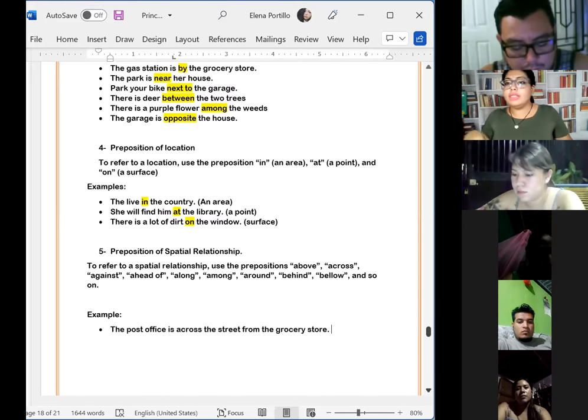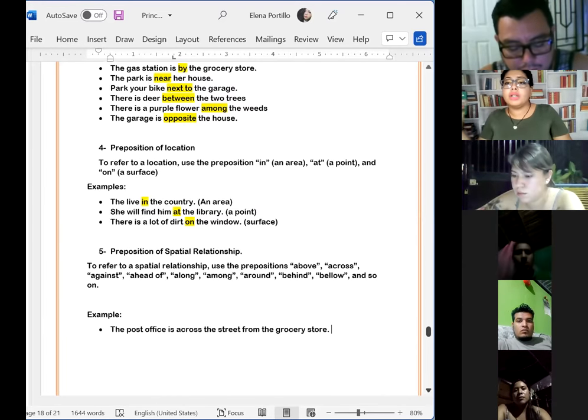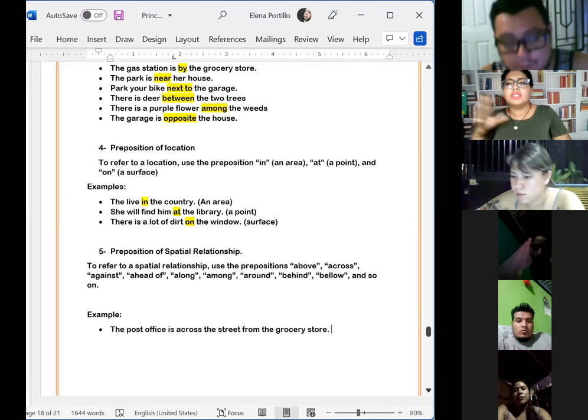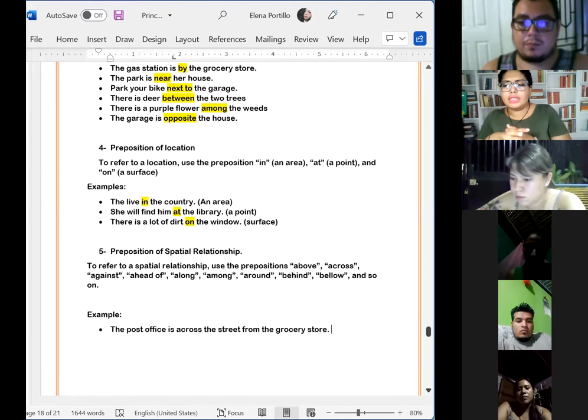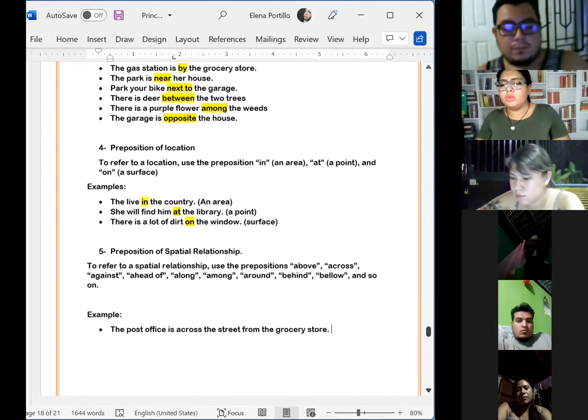So in that case, it is like that, and in which we are going to use this kind of preposition. It's very common to use it in that kind of situation.